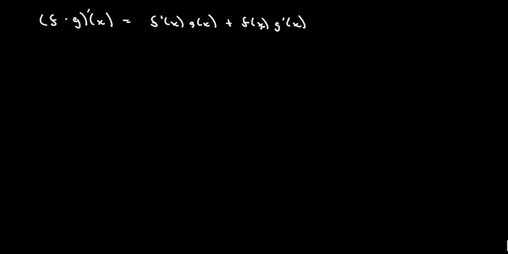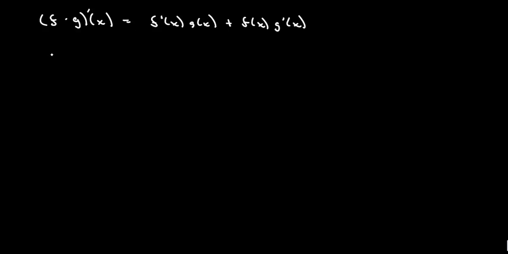So basically, it's the sum of the derivative of one of the functions multiplied by the original of the other function, plus the original of the first function multiplied by the derivative of the second. Okay, so this is what we need to show. So we're going to go ahead and work this out right here.